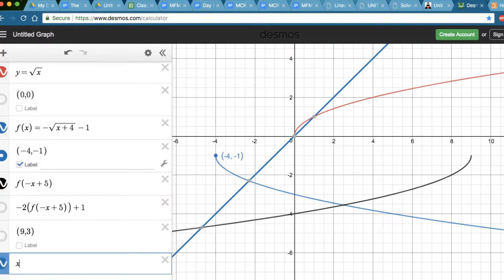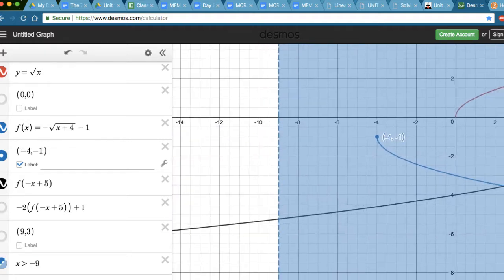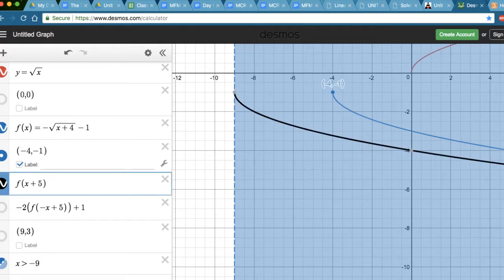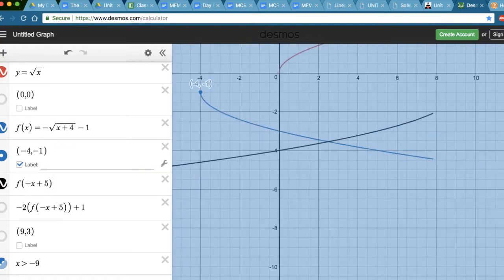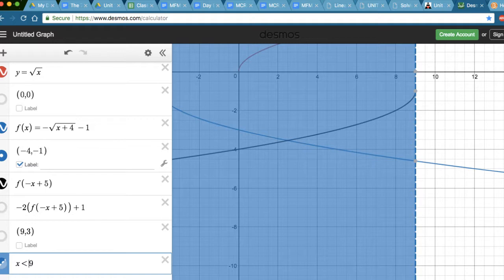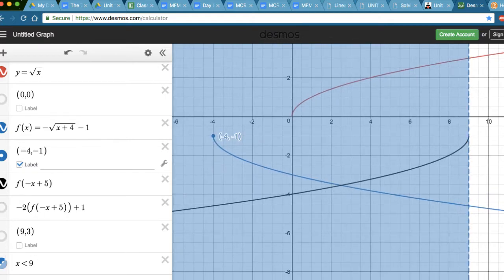X was originally greater than -9, right? This is where it was before, right? This is where all of our domain was. And now that I put this negative there, well, now it's less than +9. See? So my domain is now less than +9.